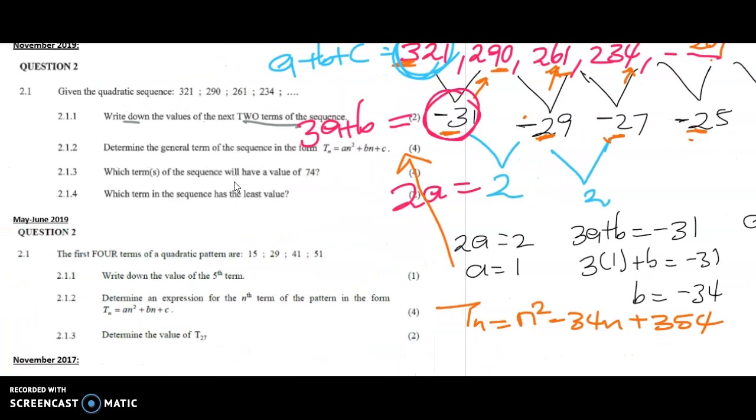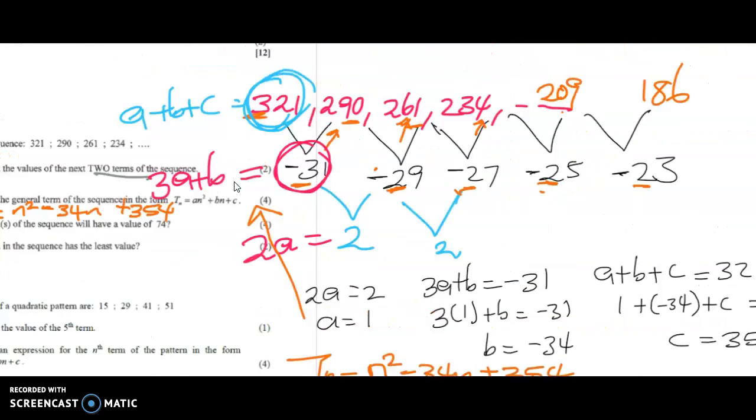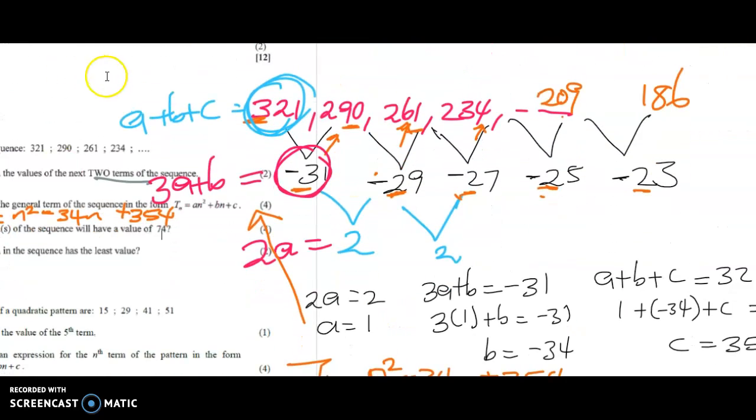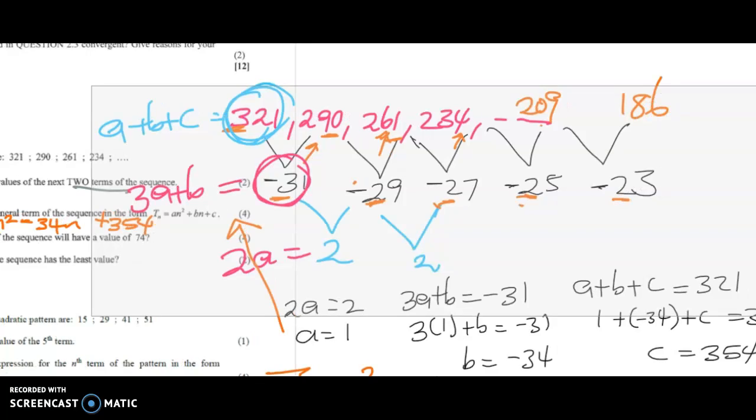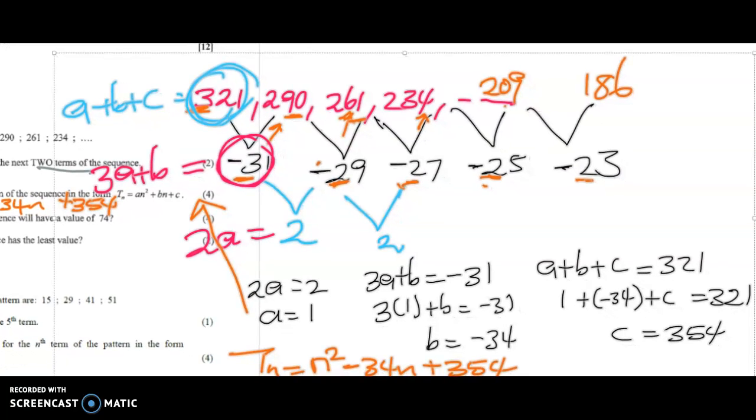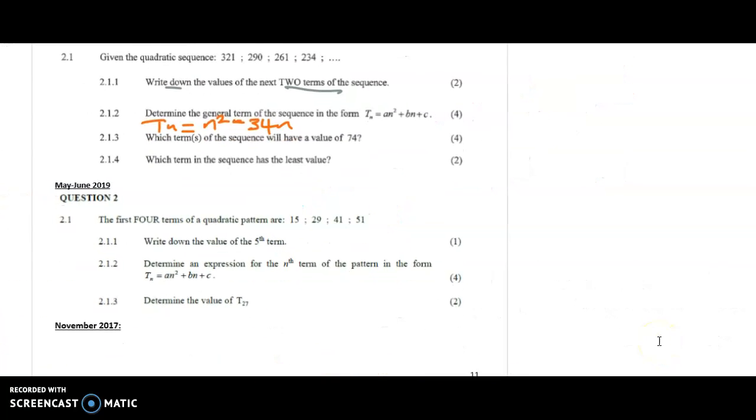Okay, maybe let me write here and just clear the space. So we have Tn equal to n squared minus 34n plus 354. Okay, I'm just going to clear this real quick so that we continue with the questions. Okay, that's good.